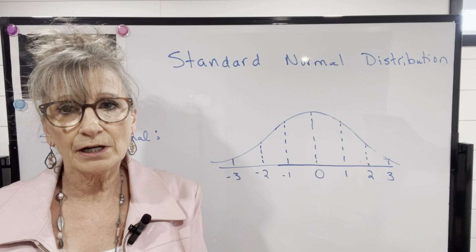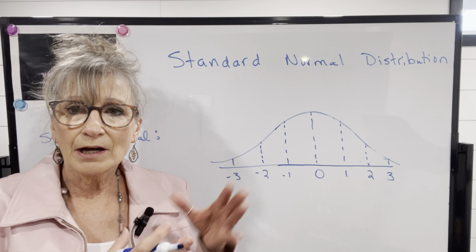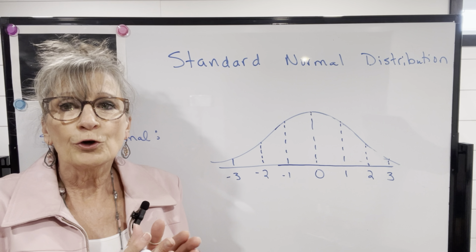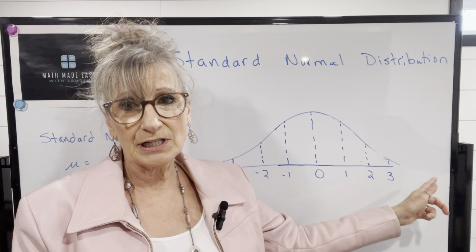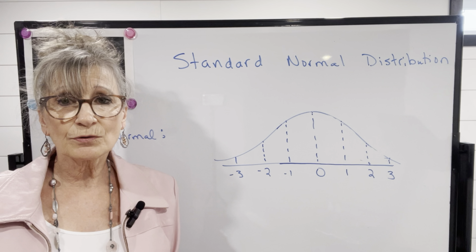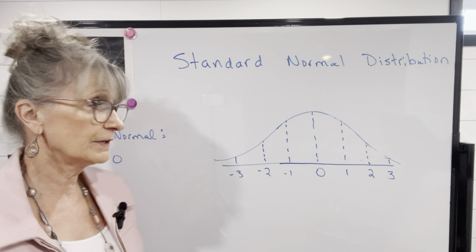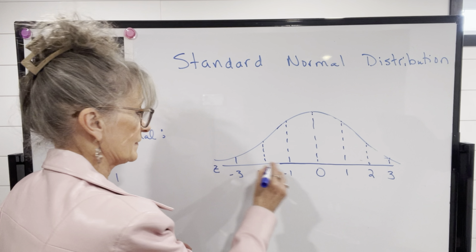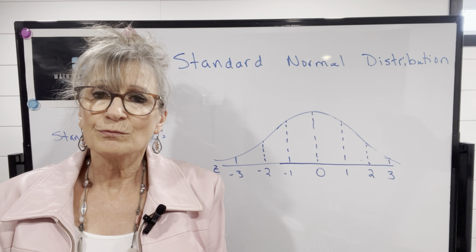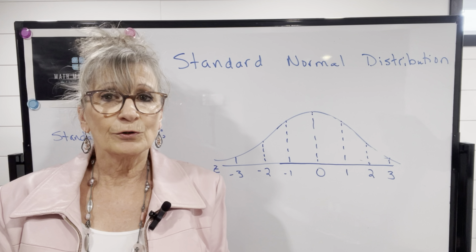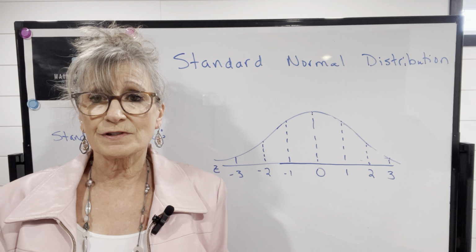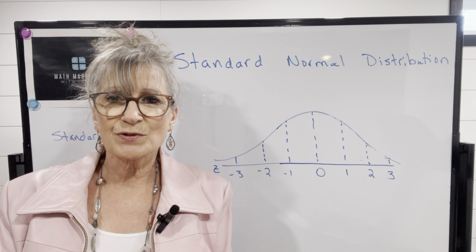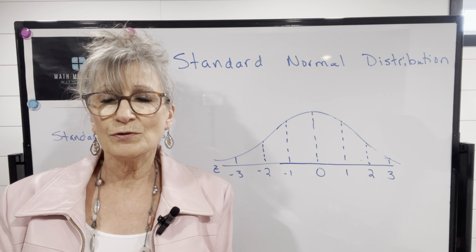Mathematicians have used integral calculus to find the area under a standard normal curve for any values along this horizontal axis. The values along the horizontal axis are referred to as Z values or Z scores, and the tables will tell you the areas for a wide range of Z scores. Let's take a look at some examples so I can explain how we use the tables and how we determine the areas.